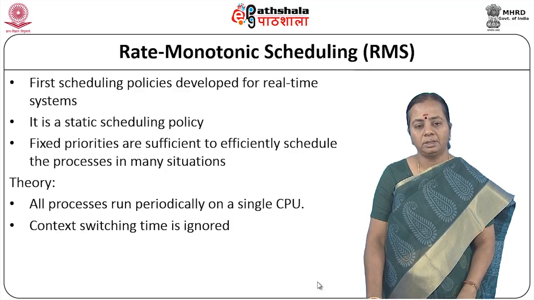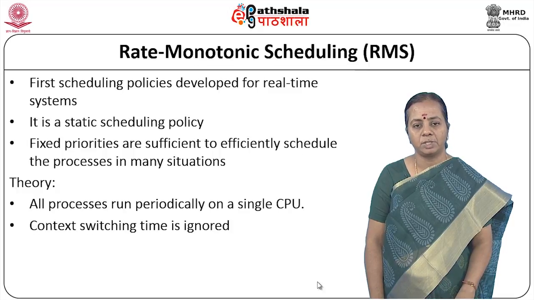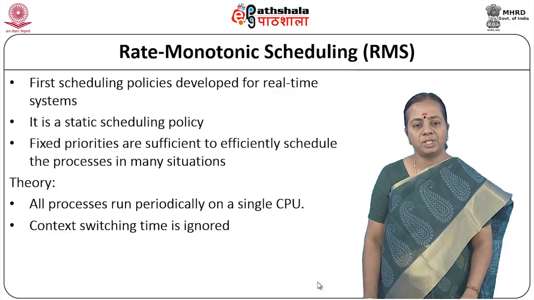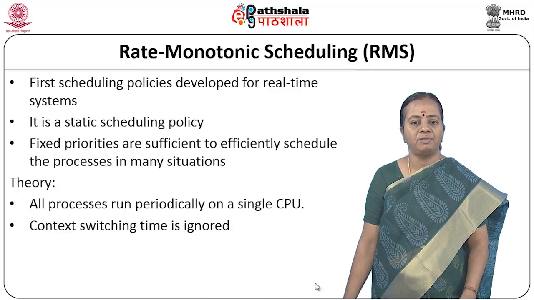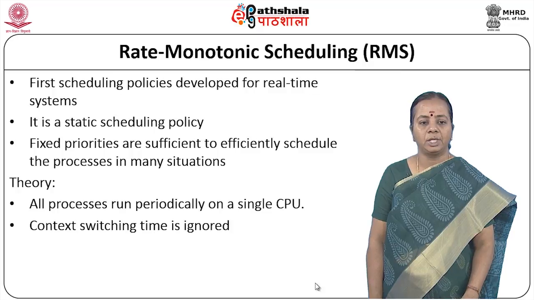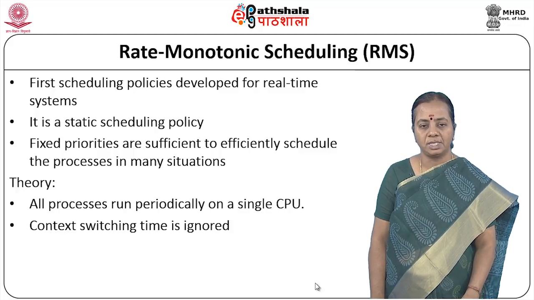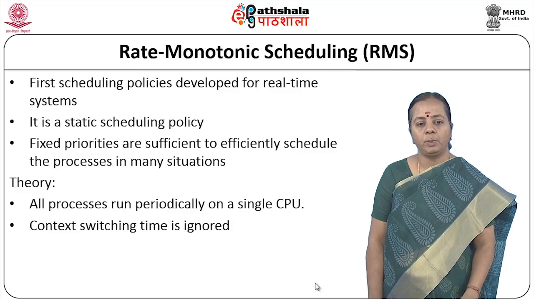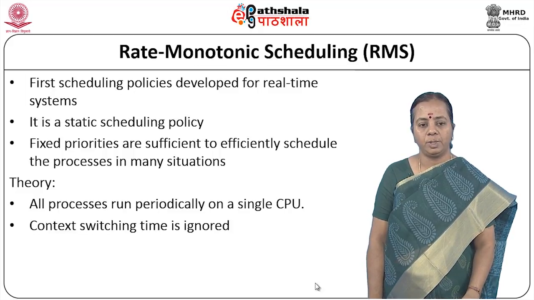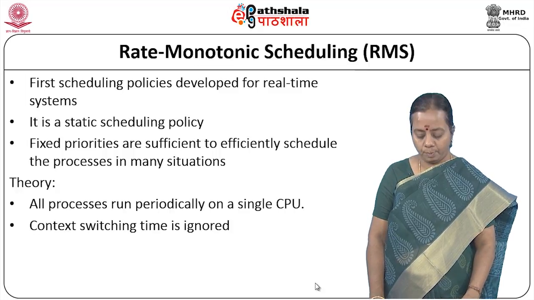Looking at RMS scheduling, these scheduling policies were developed for real-time systems only. It is a static scheduling policy. Fixed priorities are sufficient to efficiently schedule the processes in many situations. The theory behind RMS is that all processes run periodically on a single CPU, and the context switching time between the processes is ignored. These are the two things we make as assumptions: the context switching time is ignored and all the processes run periodically on a single CPU.